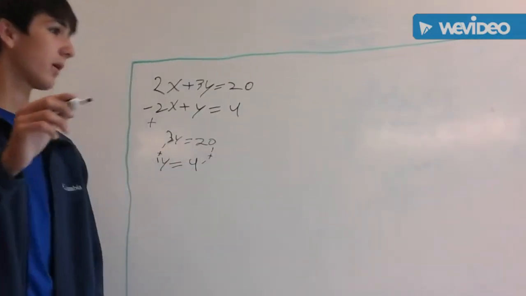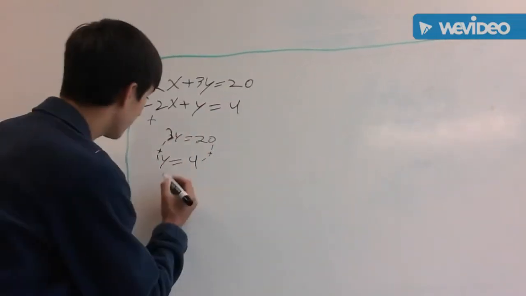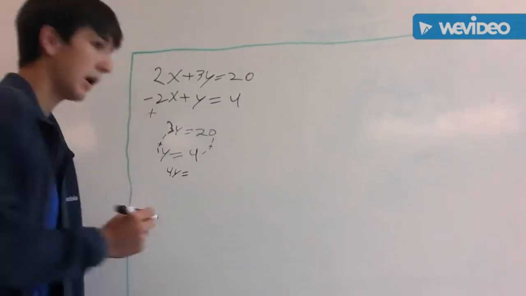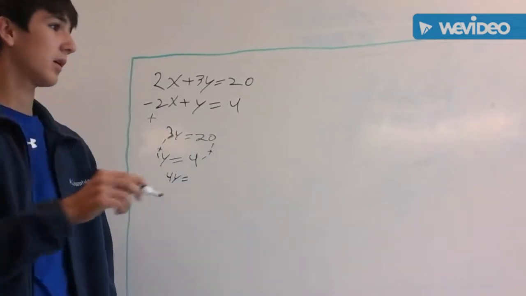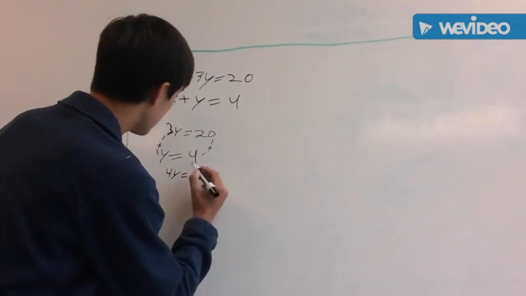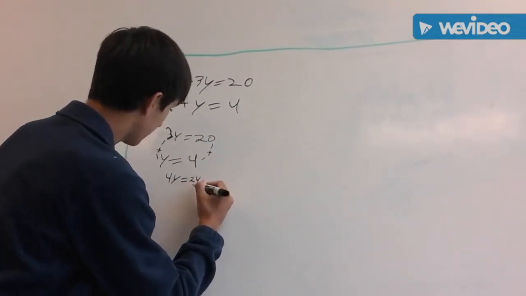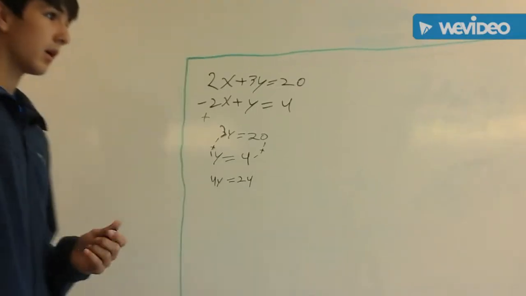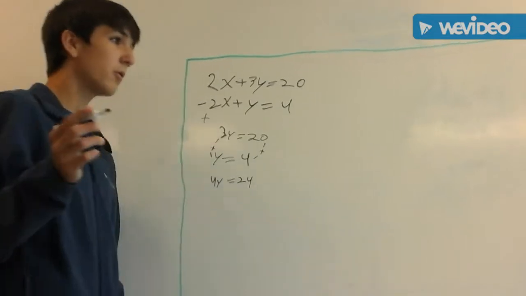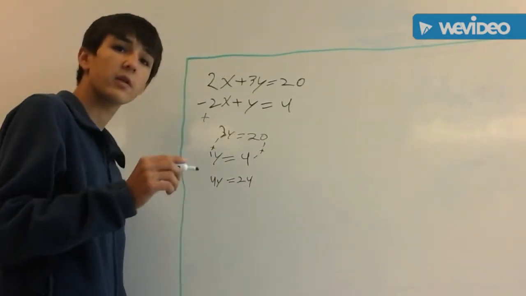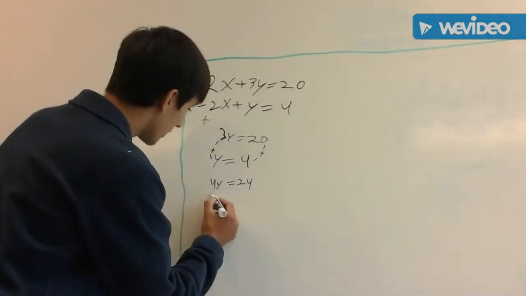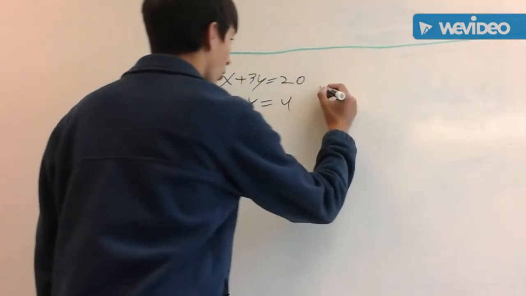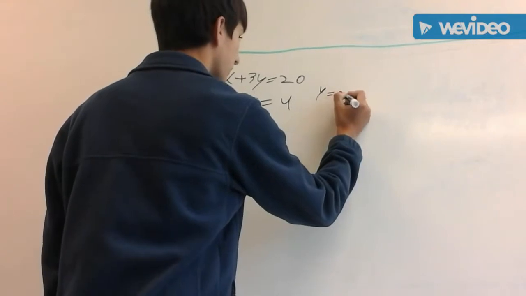Now we add y to 3y and 4 to 20, and we are left with 4y equals 24. Okay, so now we will divide 24 and 4y by 4, and we will be given y equals 6.